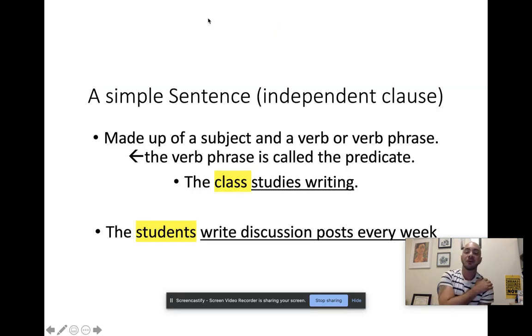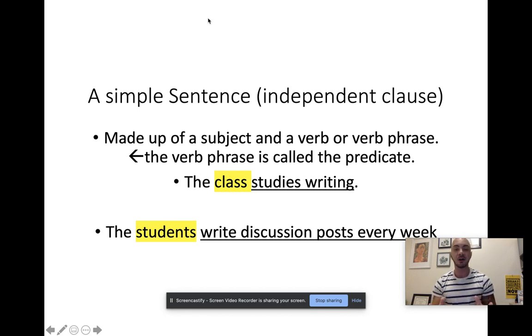Sentence fragments are a mistake that students often make in their writing. A sentence fragment is an incomplete thought or an incomplete sentence. One of the best ways to find a sentence fragment is to first be able to identify a sentence. A sentence is always made up of a subject and a predicate.